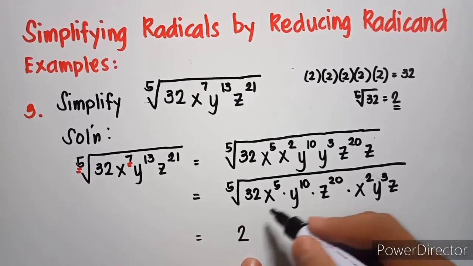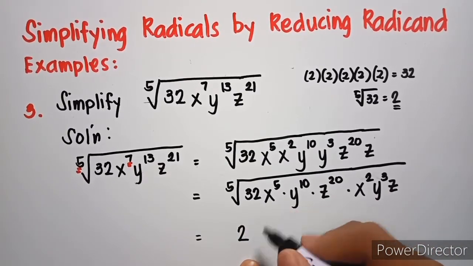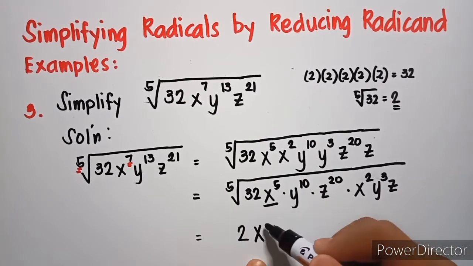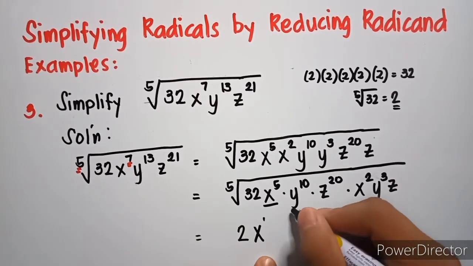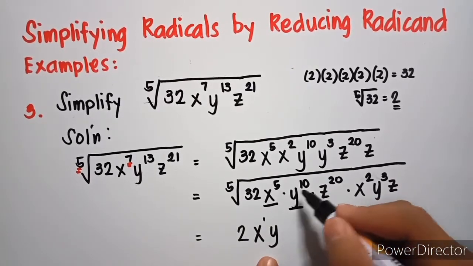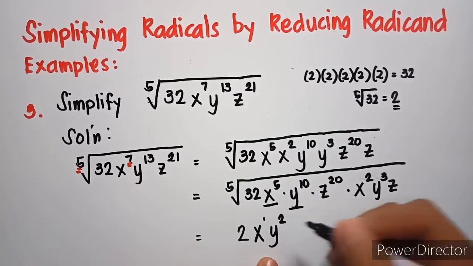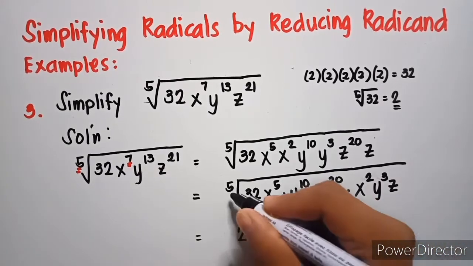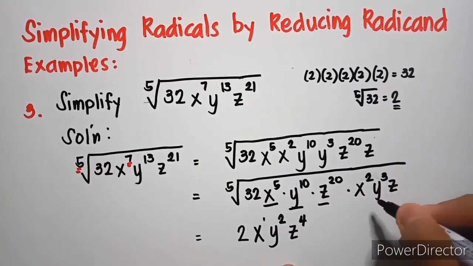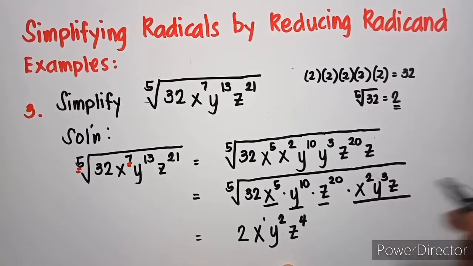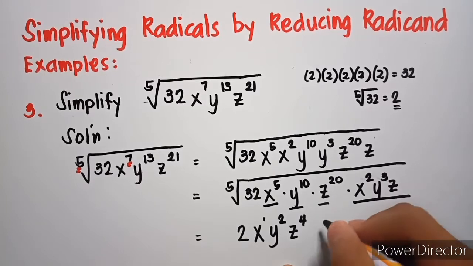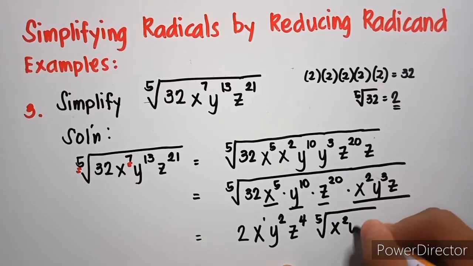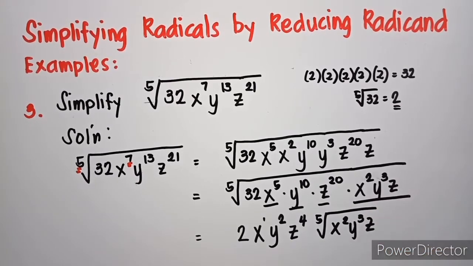After we get the value, we write the base, the radicand x. 5 divided by 5 is 1, which we don't write. Another is y: 10 divided by 5 is 2, so it is y squared. Then for z, 20 divided by 5 is 4. Then copy inside the fifth root what we cannot simplify. So it becomes the fifth root of x squared, y cubed, z. And this is your answer.